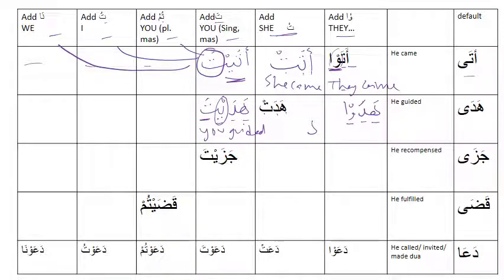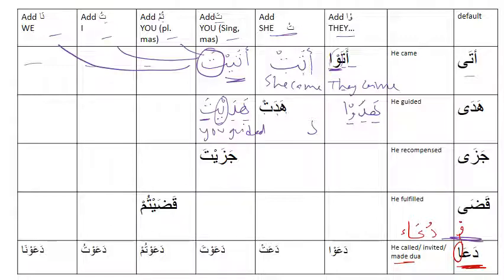And so, try and fill out the table. I added one more verb over here, which has a similar ruling, however it's a bit different. This alif is actually a hidden waw as well. And da'a, it means to call, invite, or to make dua. So you know how we say dua? Dua, da'a means to make dua.